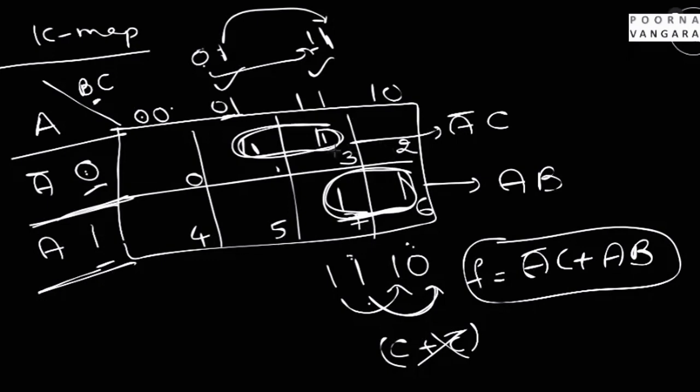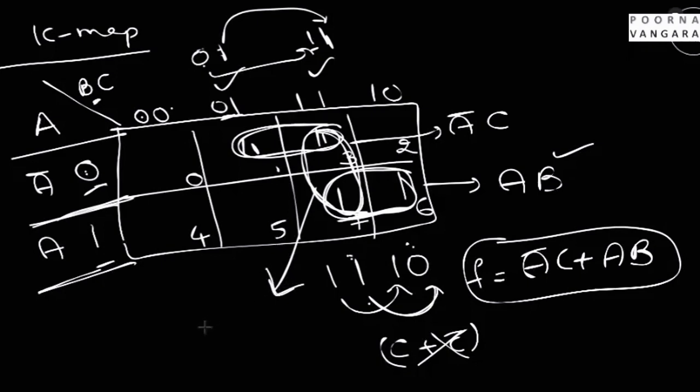Here sometimes some students may have one doubt. Sir, can we do this particular grouping, that means cell number 3 and cell number 7? Yes, of course you can do that grouping, but what is the need of that grouping? Because already 1 and 3 are grouped and we got A bar C, and 7 and 6 are also grouped and you got the term AB. Then what is the necessity of grouping 3, 7? Because 3 is already covered and 7 is already covered.